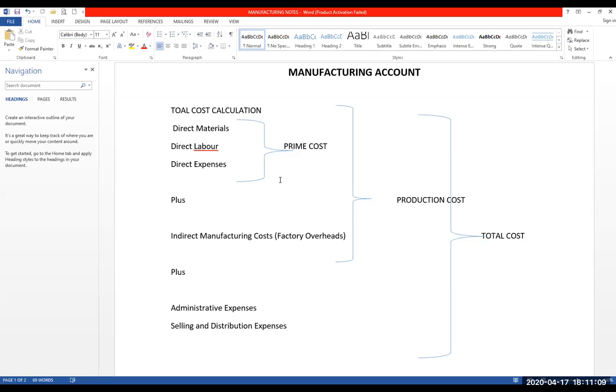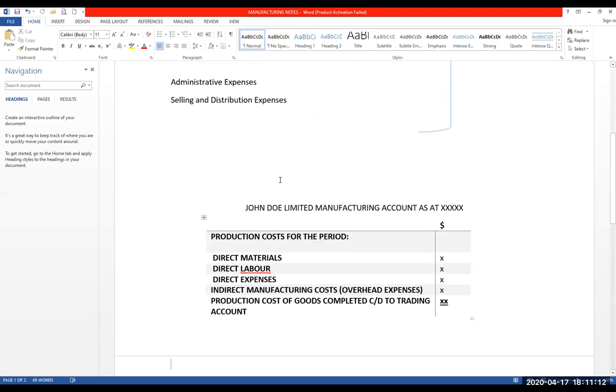All right, great. So now we're going to look at the format for your manufacturing account. Like I mentioned, we have direct materials, direct labor and direct expenses. Those three will give us the prime cost. Then you add that to your indirect manufacturing costs, and you will get your production cost for the period. Production cost for the period, then added to your selling and distribution, will give you a total cost for the product.